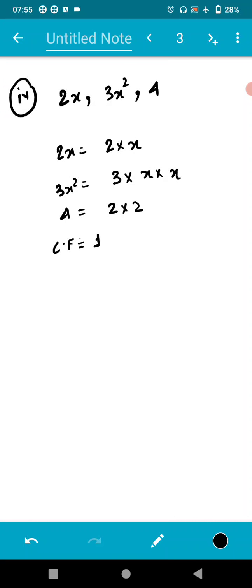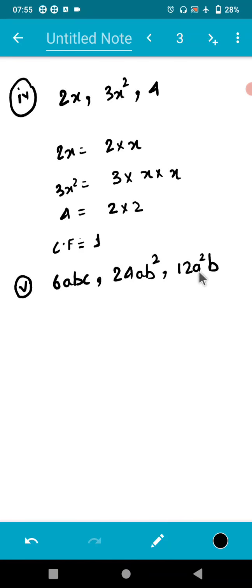Now let's move on to sum number 5, and this would be the last sum of today's session. So this would be 6abc, 24ab square and 12a square b. Now let's do this. This would be an interesting one. So in place of 6, what can we write? 2 into 3 into a into b into c.